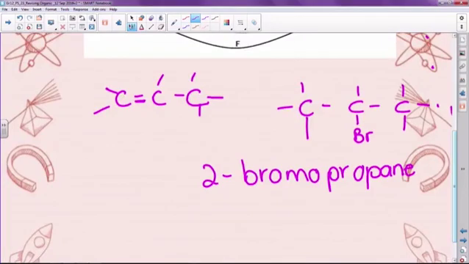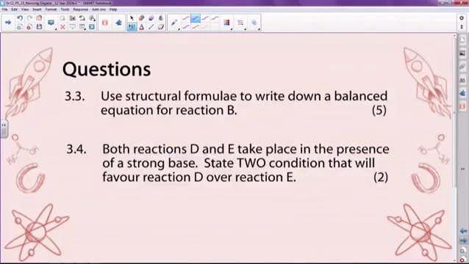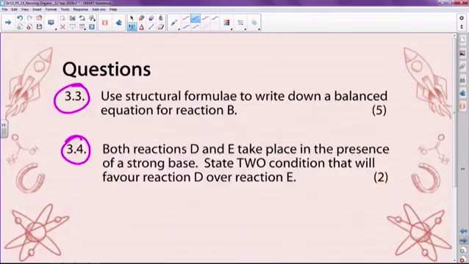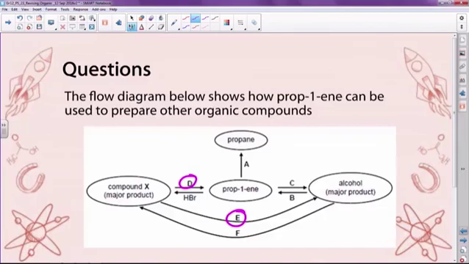Now we're sort of running out of time. There's a couple of extra things here that we need to look at. I'm not going to worry about 3.3. What I'm more worried about, just quickly, is 3.4. It tells you both reactions, D and E, take place in the presence of a strong base, because D is elimination and E is substitution. How do you tell the difference between them? Strong base is very important, but we'll favor D. D is the elimination reaction.